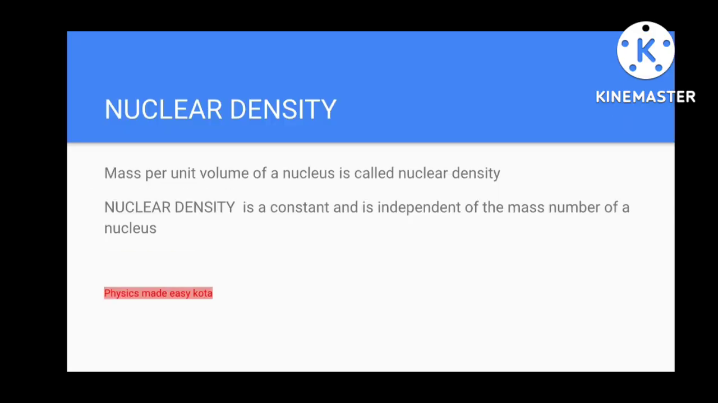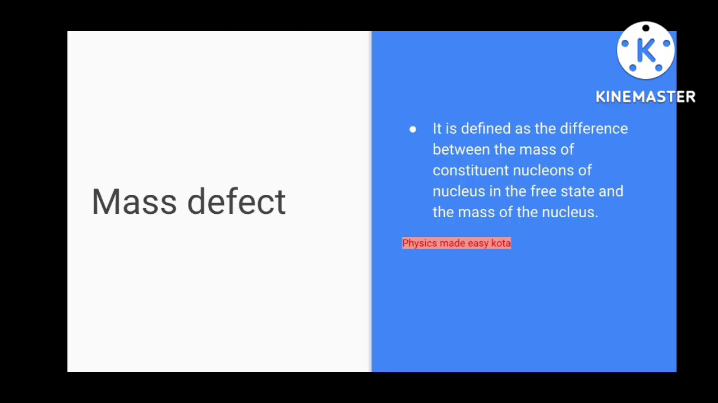Next, what about the density? We all know density is always mass per unit volume. So for the nuclear density, mass per unit volume of a nucleus is called the nuclear density. Nuclear density is a constant and it is independent of the mass number of a nucleus.